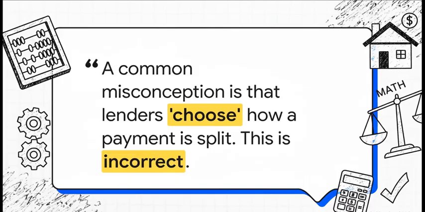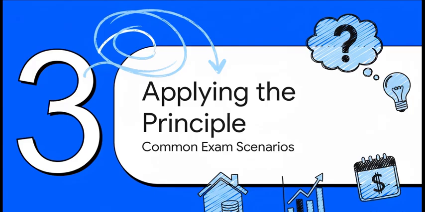And please remember this for the exam. The split is determined by math, not by the lender's discretion. Any answer choice that suggests a lender is somehow manipulating this split on a monthly basis is a classic distractor, and it is always wrong. Okay, so let's take this core principle and apply it to a few scenarios you are very likely to see on the exam. This is where understanding the why really helps you nail the what.